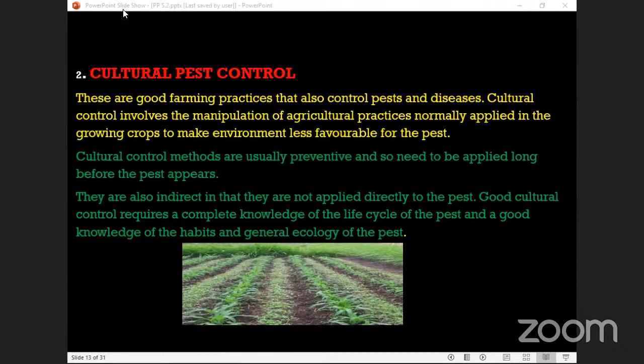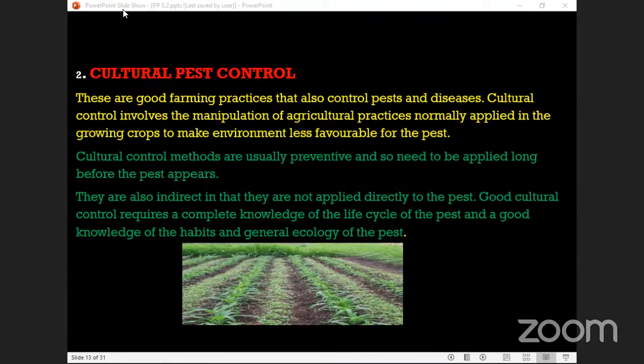Thank you. So, cultural pest control involves the farming practices which are used to control the pests and diseases. And you manipulate agronomic practices. You don't put any chemical. Practices such as mulching, crop rotation, spacing, agroforestry, interplanting, pruning, thinning. Those are the practices we are talking about when it comes to cultural pest control.